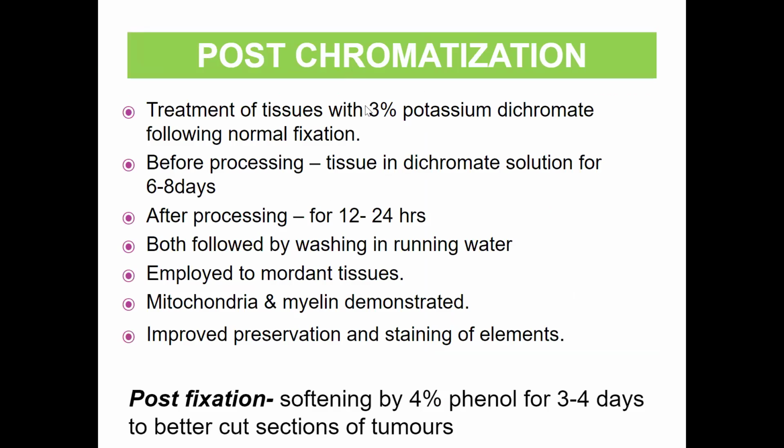Post-chromatization, so you are using here a 3% potassium dichromate. Before processing, you place it in potassium dichromate for 6 to 8 days, and after processing, for 12 to 24 hours, followed by washing in running water. This is used for your mitochondrial and myelin demonstration. Post-fixation, you can soften it with 4% phenol for 3 to 4 days for better cutting of your tumor sections.